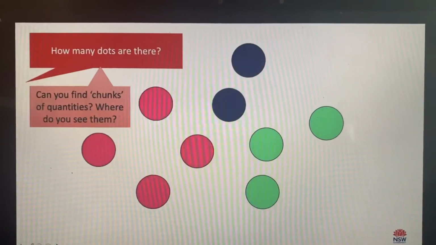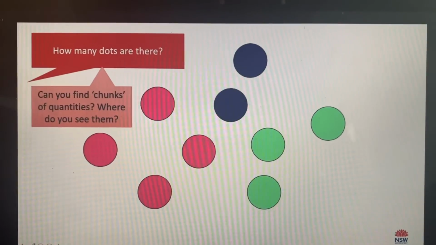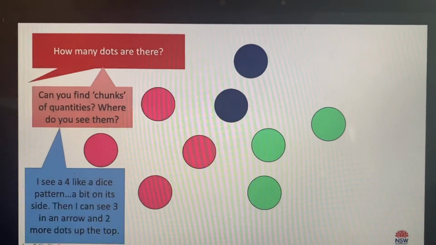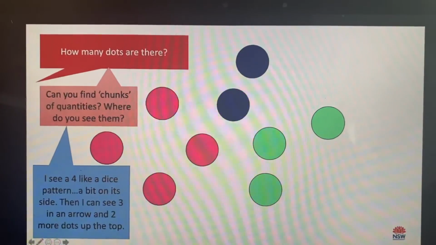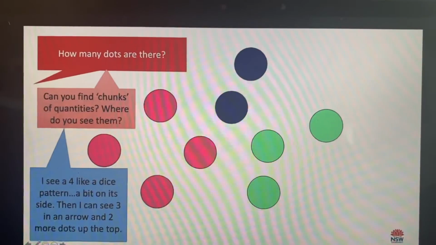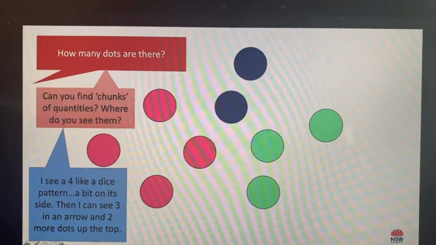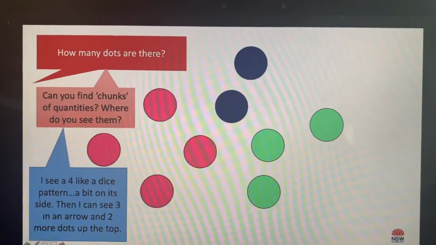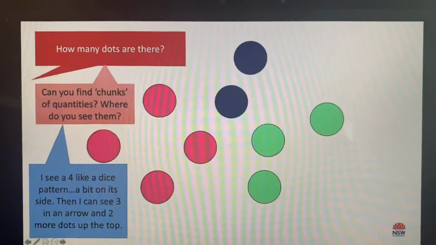Okay, so here's what some students said to us. They said they could see the chunks like this, where they saw 4 on a dice pattern, a bit on its side, and then they could see 3 in an arrow, and we are showing that 3 in green, and 2 more dark blue up the top.